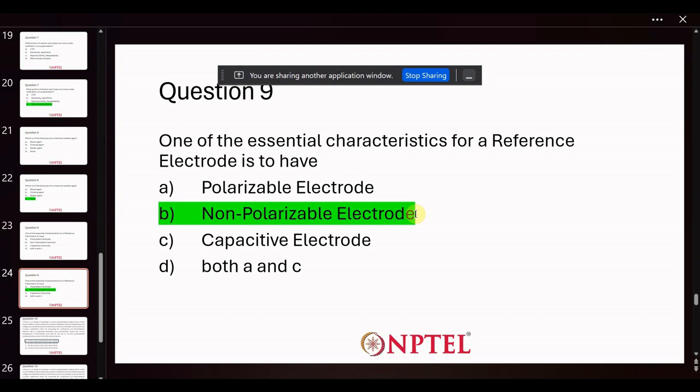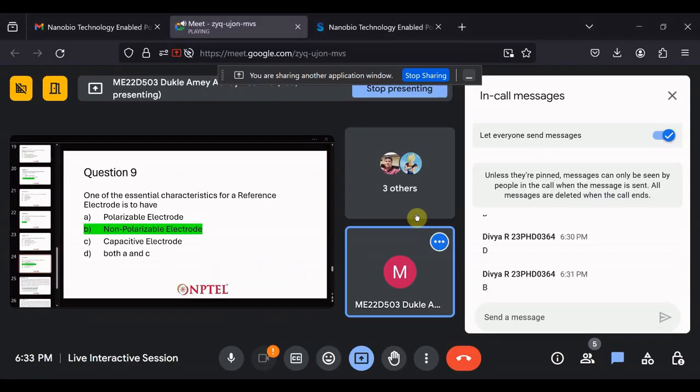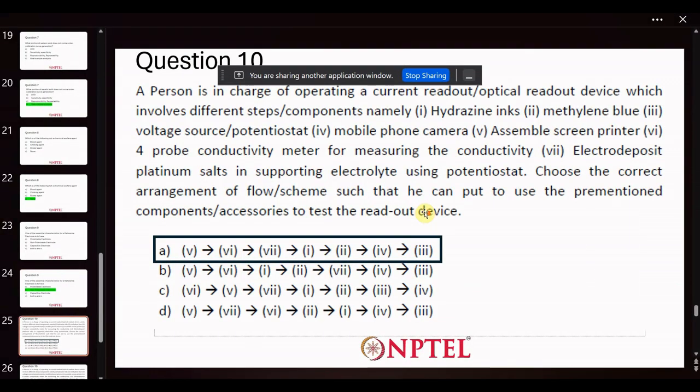That is why, in case it is a polarizable electrode and it gets polarized, you will see current being developed on the surface, which will again lead to a change in the value of the voltage between the reference electrode and the counter electrode. So your major aim should be that the reference electrode is non-polarizable in nature. It doesn't get influenced by the external magnetic or electric field. So that is the answer. Moving to the next question.